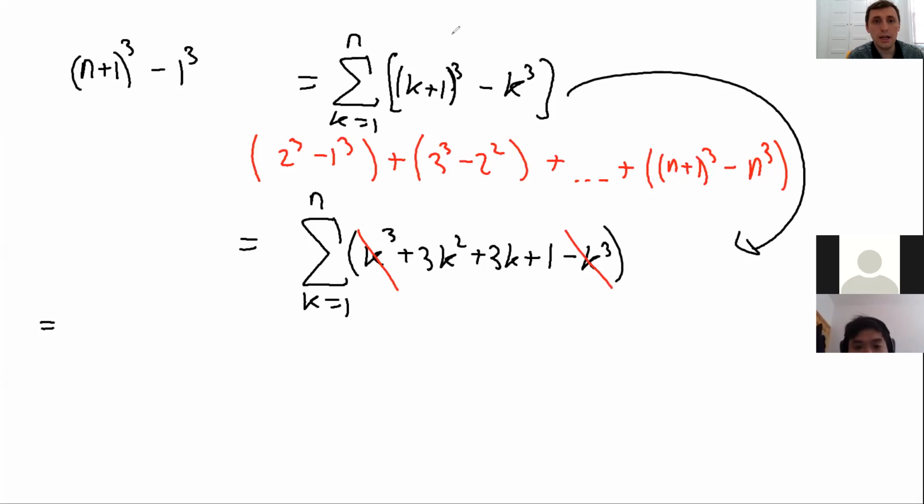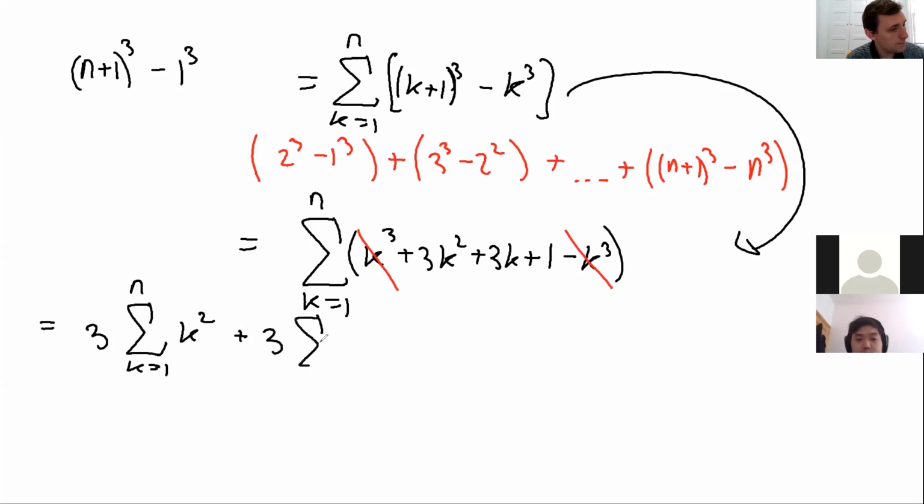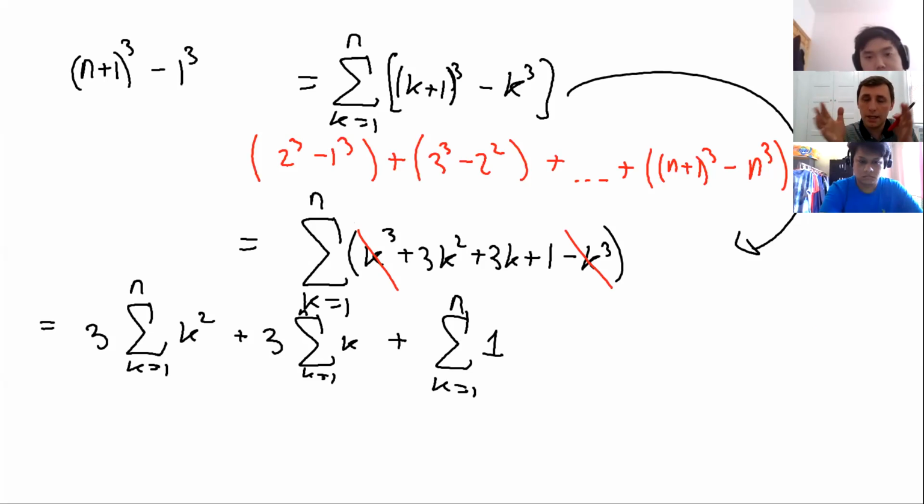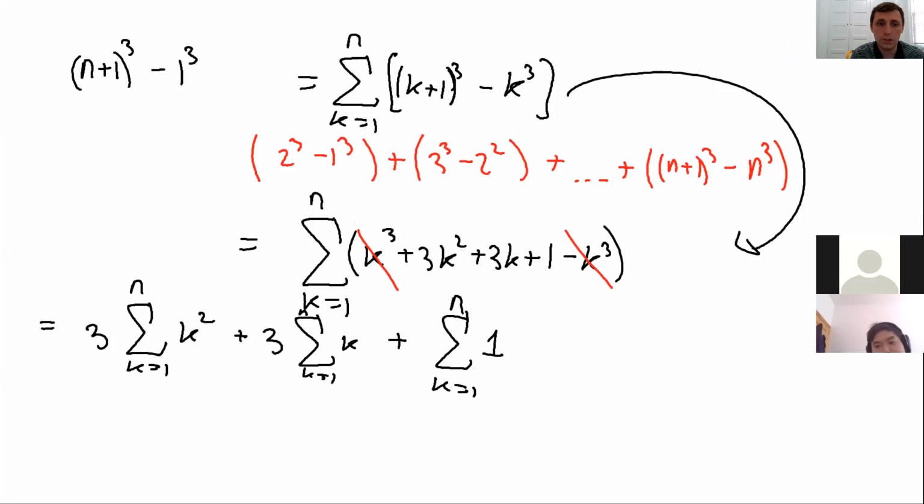Yes? And then I can describe the sum as 3 times the summation from k=1 to n of k squared, plus 3 times the summation from k=1 to n of just k, plus the summation from k=1 to n of 1. That's what this becomes. Do you agree? It's just a sum, right? So if it's just a sum, I can group terms together when I do summation. I hope you understand.